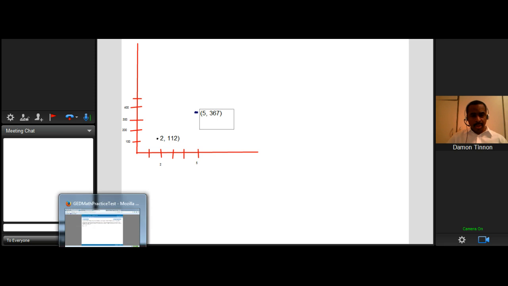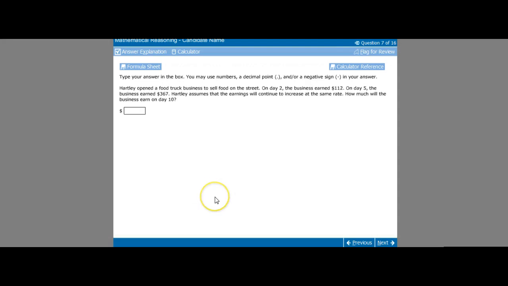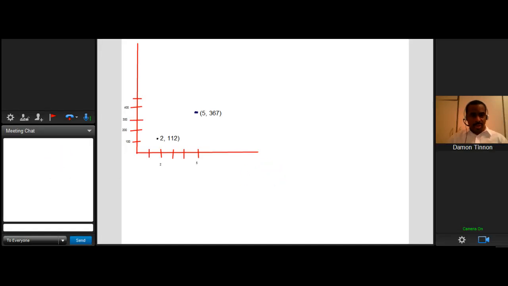So now let's go back to our drawing here. It says Hartley opened this food truck business. On day 2 it was 112. On day 5, the business earned 367. Now Hartley assumes that the earnings will continue to increase at the same rate. So how much will the business earn on day 10? So now let's go back to our chart. We're just going to get a hash mark here, and we're going to say day 10 is out here. And then I'm just going to make that a little bit bigger.